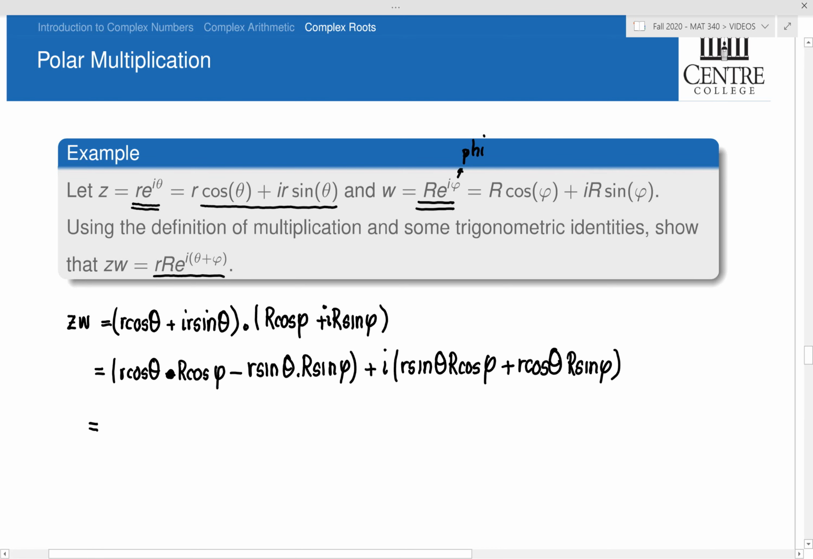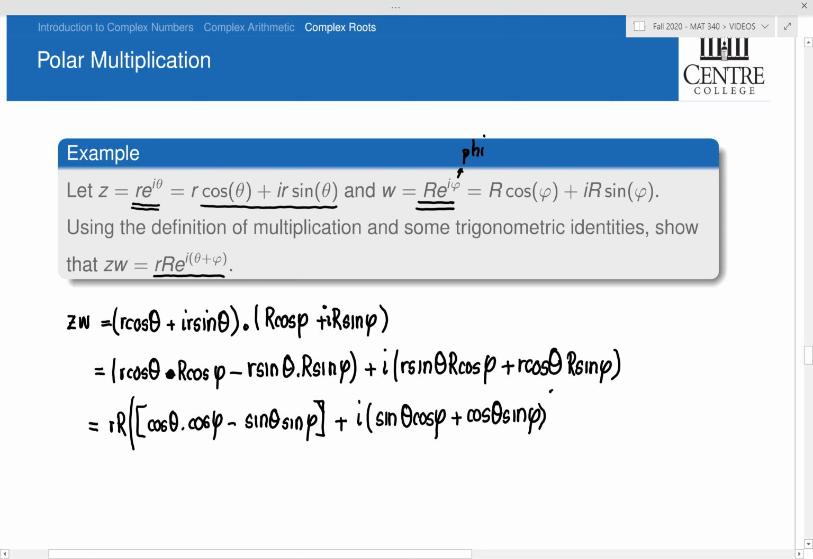So now let's see, in all of these terms, we get a lowercase r and a capital R. So I'm going to factor those out, so I'm going to get r times R. What I'm left with is cosine of theta times cosine of phi minus sine of theta sine of phi, plus i, and I'm left with sine of theta cosine of phi plus cosine of theta sine of phi.